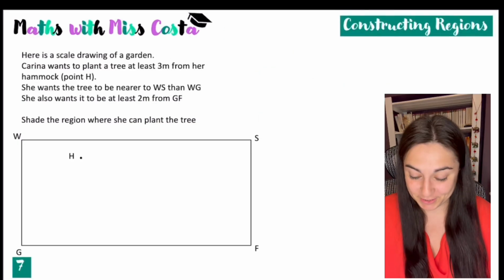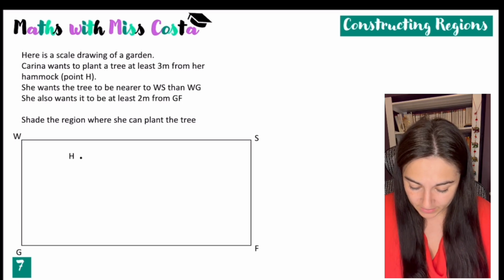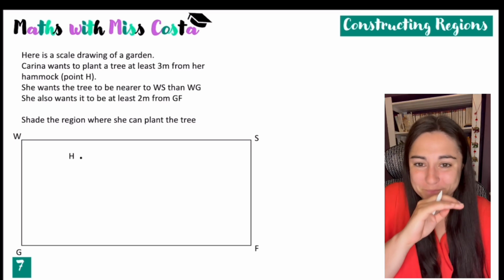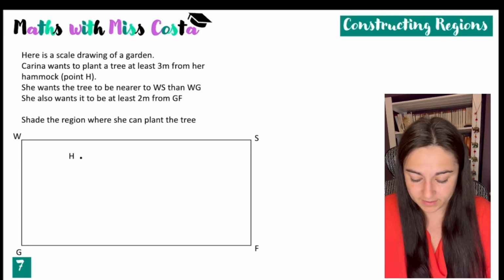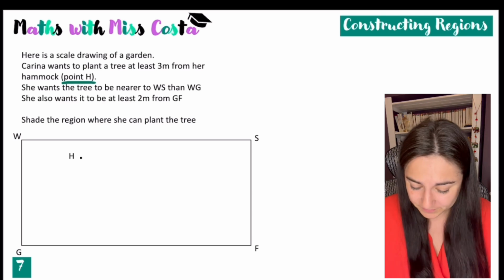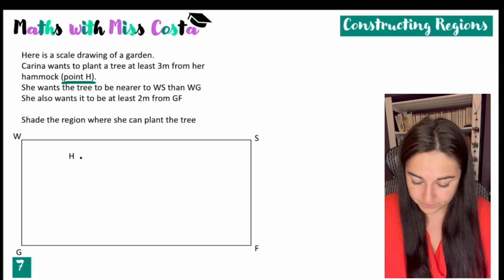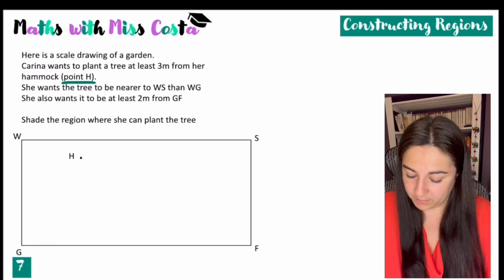Okay, so constructing regions. Over here I have a scale drawing of a garden. Karina wants to plant a tree at least 3 meters from her hammock, point H. You can tell that summer's coming. She wants the tree to be nearer to WS than WG, and she also wants it to be at least 2 meters from GF. Shade the region where she can plant the tree.